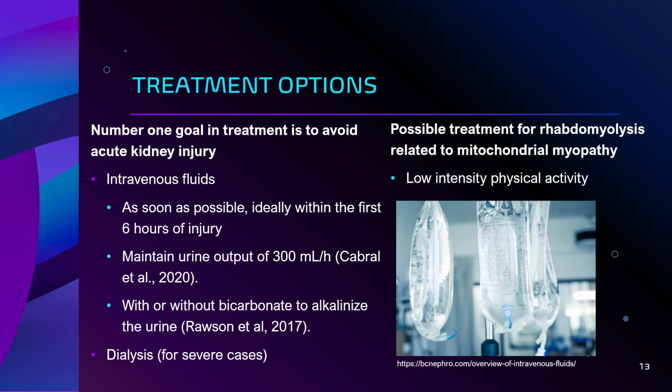For the first 24 hours, enough fluids should be administered to maintain a urine output of about 300 milliliters per hour. Fluids may include bicarbonate to alkalize the urine to help dilute myoglobin or other potential nephrotoxic substances. With severe cases, dialysis may be needed to aid in the recovery of the kidneys. Interestingly, patients with rhabdomyolysis related to mitochondrial myopathy could find low-intensity physical activity to be beneficial by helping the regeneration of normal muscle cells.